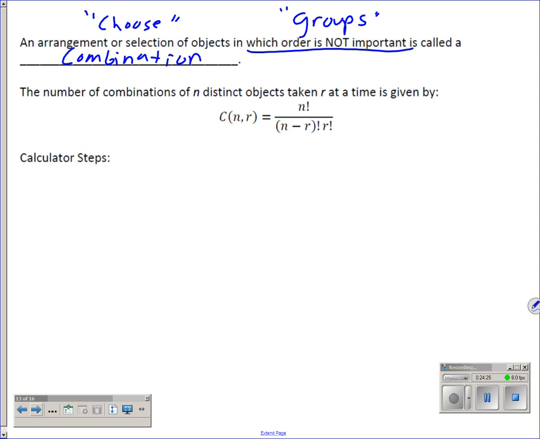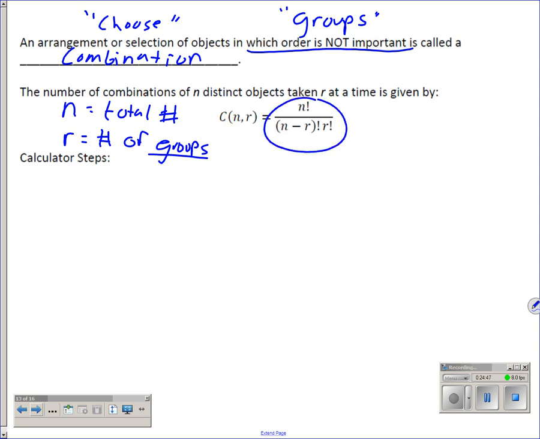But again, n is still your total, and your r is the number of groups, like the number of items I'm trying to take out. Here's the formula for this. Again, you don't need to memorize it. You can if you want to, it's a nice formula. But we do it in the calculator.